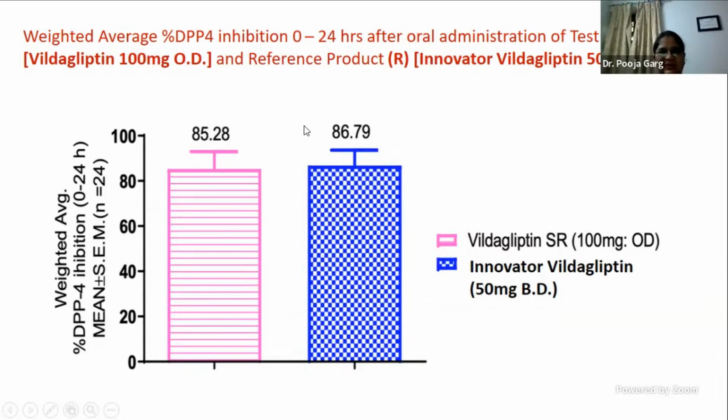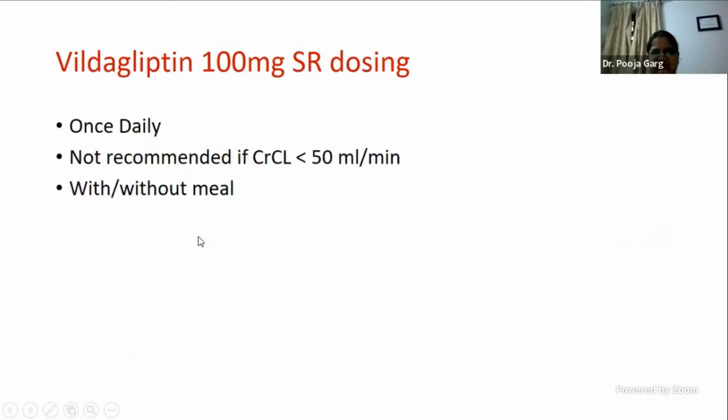So weighted average DPP4 inhibition over 24 hours after Vildamac OD 100 versus innovator Vildagliptin, almost weighted average of DPP4 inhibition over 0 to 24 hours is similar in the two groups. So efficacy wise, this Vildamac OD100 is at par with reference molecule of Vildagliptin, innovator brand Vildagliptin 50 BD. So this is a once daily dosage. So this is an advantage for our patient. Once daily is easy to take.